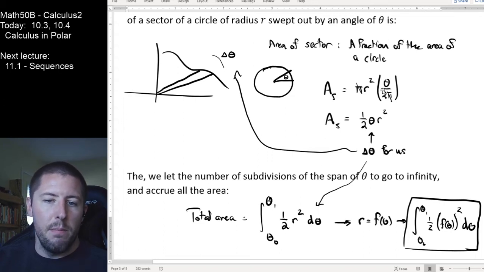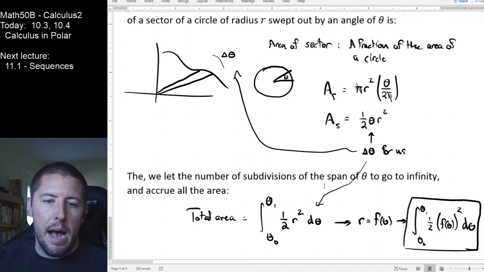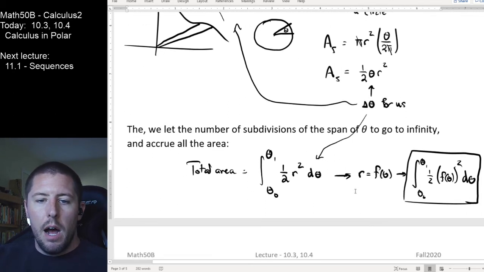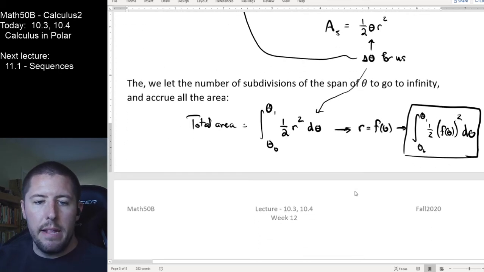The 1/2 comes from the fact that it was divided by 2 pi. That's where that 2 comes from in the denominator. This is really like our pi r squared, theta over 2 pi became our 1/2 r squared. And this is our infinitely small change in angle that we're experiencing, our d theta. So there we go. We've now got a formula to accrue our total area that's been swept out.